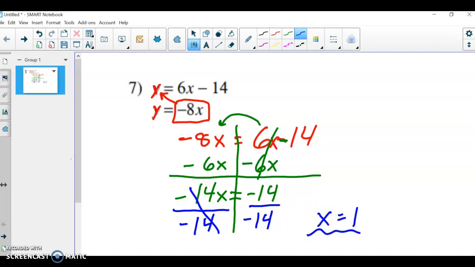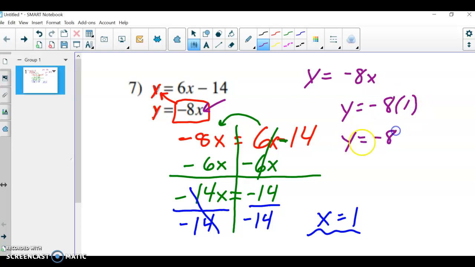Once you have your x equals 1, we're going to plug that into either of those original equations for the x. We're going to replace the x, so you've got y is equal to negative 8x. Replacing that x with 1, y will be equal to negative 8 times 1, and your y will come out to be negative 8.